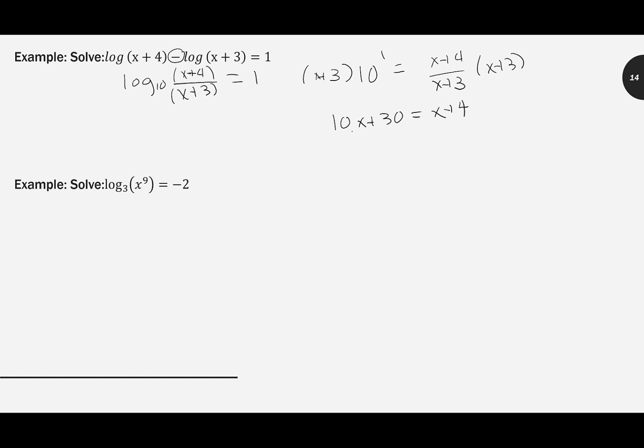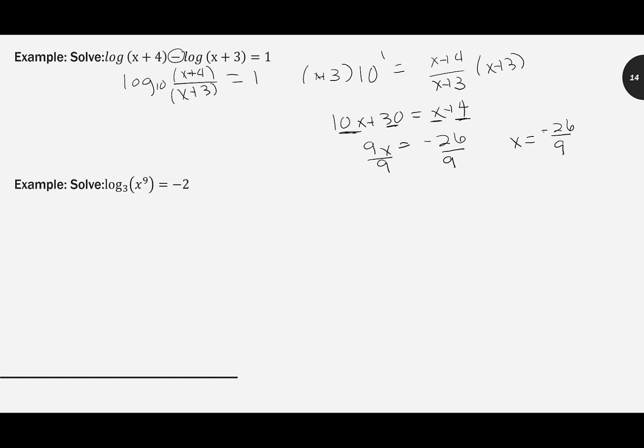Let's go ahead and move all the x's over. So if I take 10x minus x, that gives me 9x. If I take the 30 over to the right to the 4, 4 minus 30 is negative 26. I divide by 9, I divide by 9. So x is negative 26 over 9.